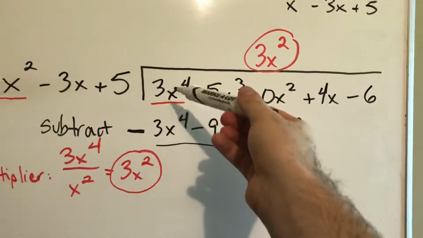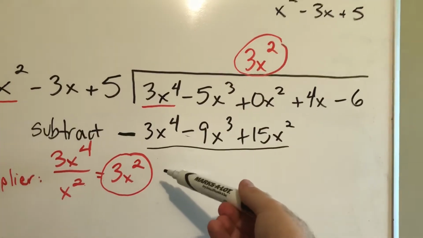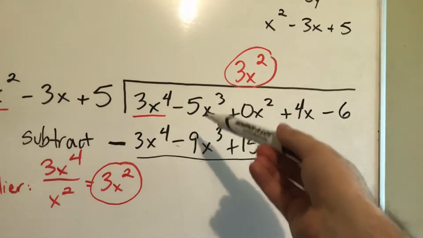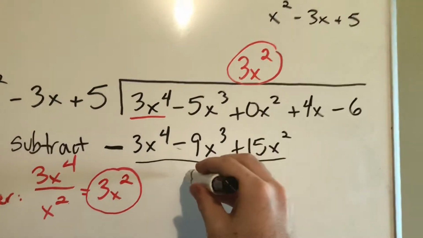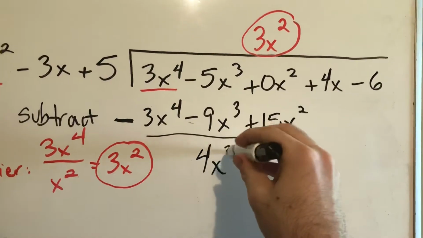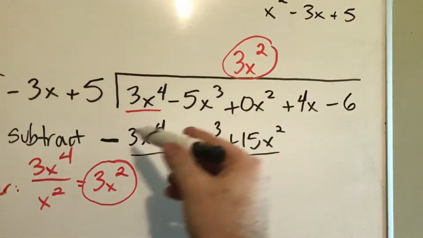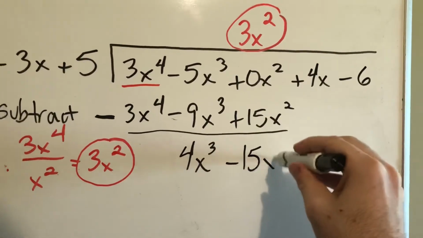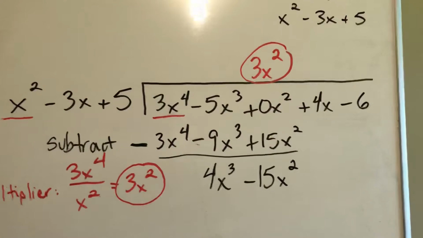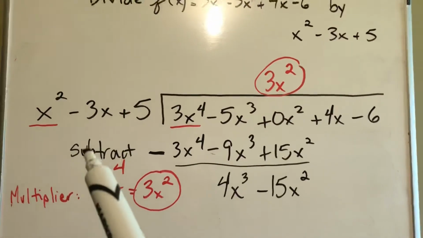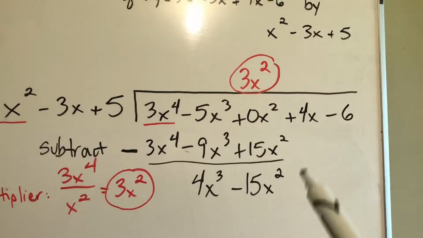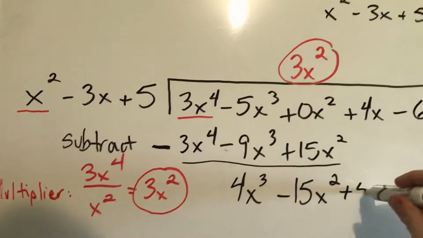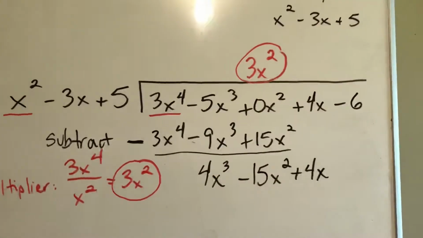So as I said before, these 2 terms are going to result in a 0. I'm not even going to write a space for that. Negative 5 minus negative 9, so negative 5 plus 9 is going to give me positive 4x cubed. 0 minus positive 15x squared is negative 15x squared. Since we are dividing by a 3-term polynomial, we need to drop one more term so that I can do this whole process over again. So let's bring down 4x. Okay, repeat the process over again.